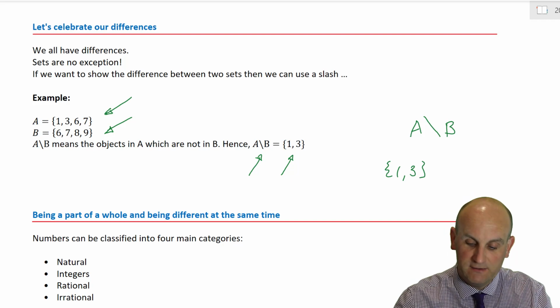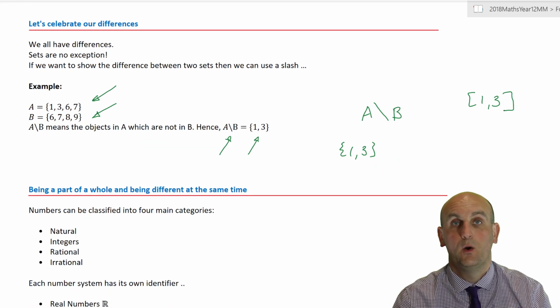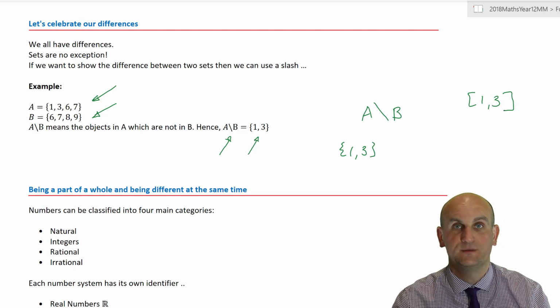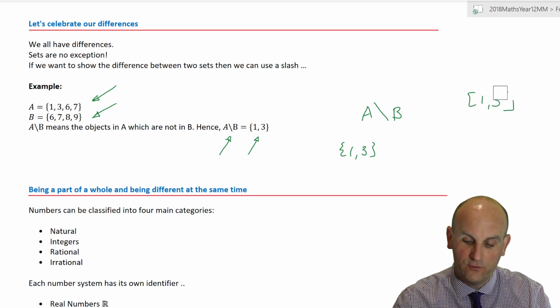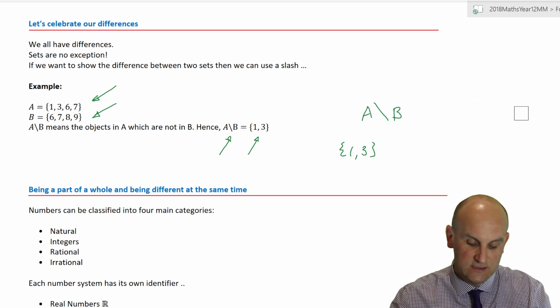Now that's very different from if I write square brackets. In that situation, we get to what we call interval notation, and I'll come to that in just a second, but that means all the numbers between 1 and 3, including 1 and 3. So we need to be very, very careful with the brackets that we use to describe sets and intervals.